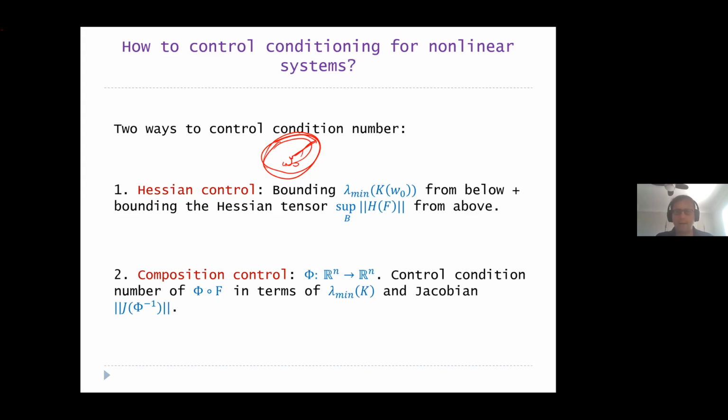The other way, as we discussed briefly before, is some sort of composition control. If you know that one function is PL already, and you're composing it with something which is nice enough, where the Jacobian is bounded, or the inverse Jacobian is bounded, then the resulting thing is also PL. So you can twist the space. If you know that something is nice, you twist it and it stays nice.